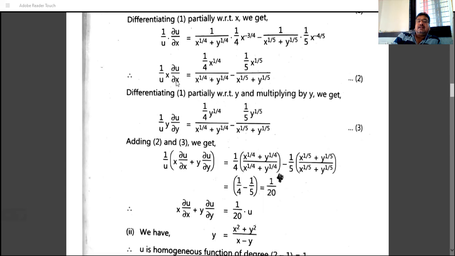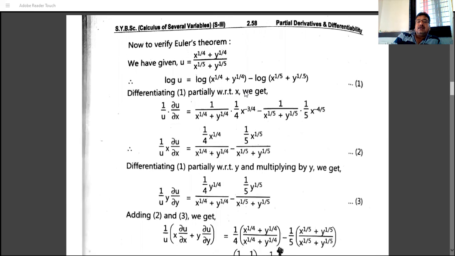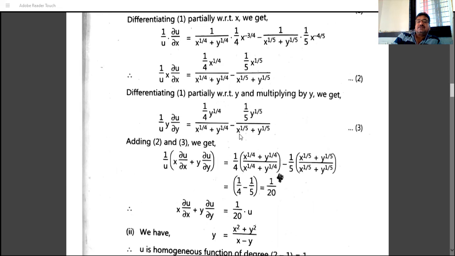Okay, directly using this second, we have this. That is the same procedure: differentiate partially with respect to y and then multiply by y, we have this. And then the addition of these 2 and 3 is 1 by u; take 1 by u as common, x ∂w/∂x plus y ∂w/∂y bracket.